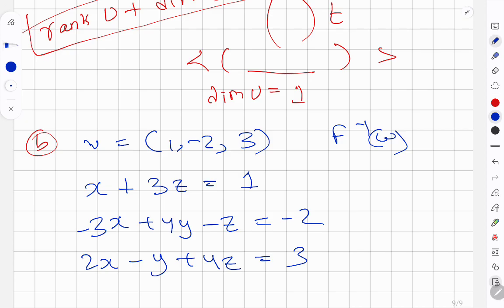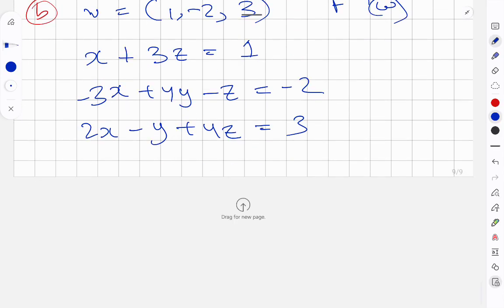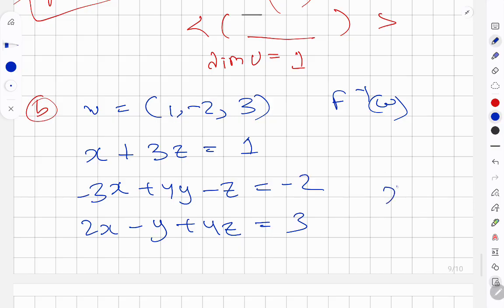No, we're doing the second part, the second question. So this will equal this one, this will equal this one, and this will equal this one. So find the f inverse. F inverse is pretty much like finding x, y, z, the same thing.